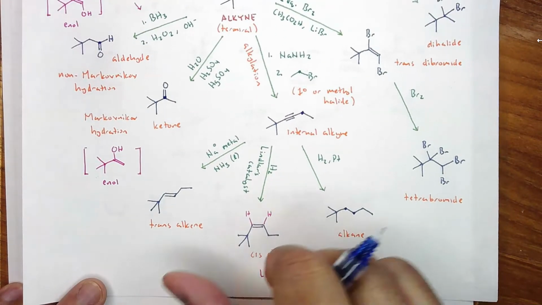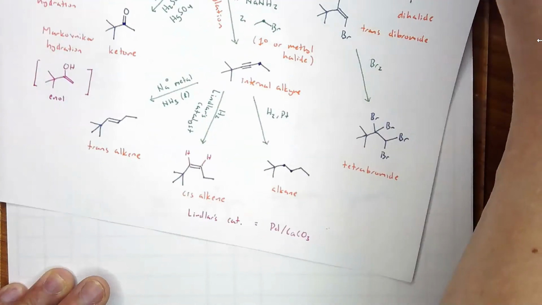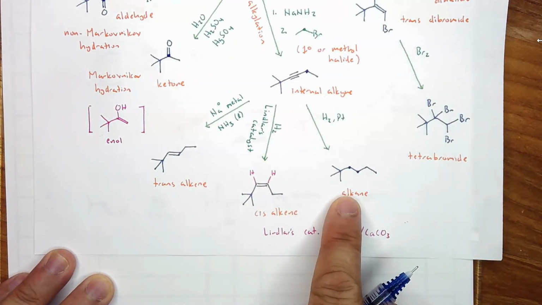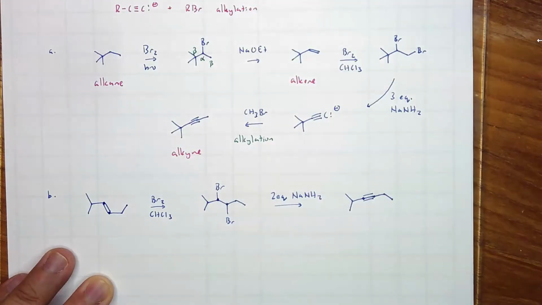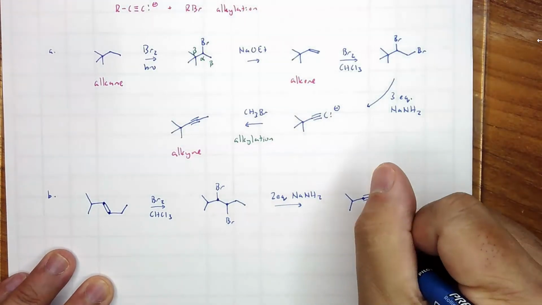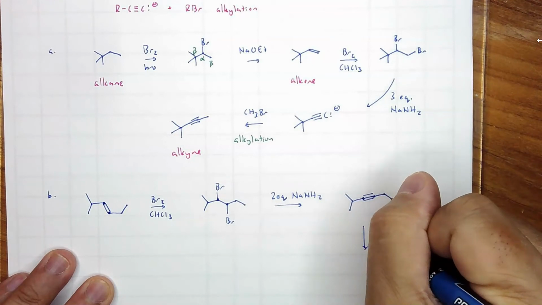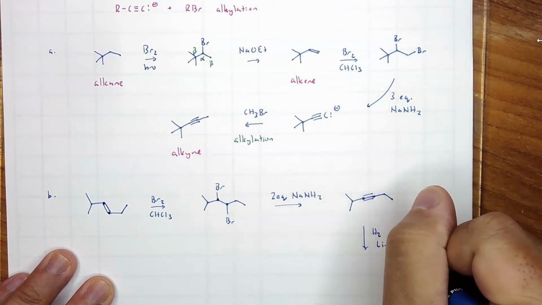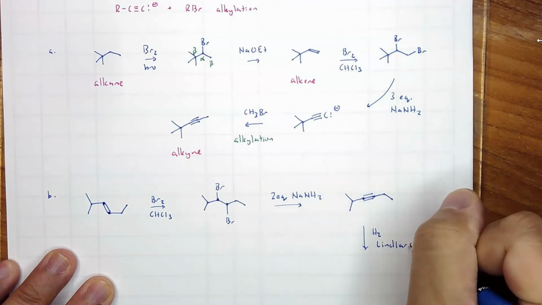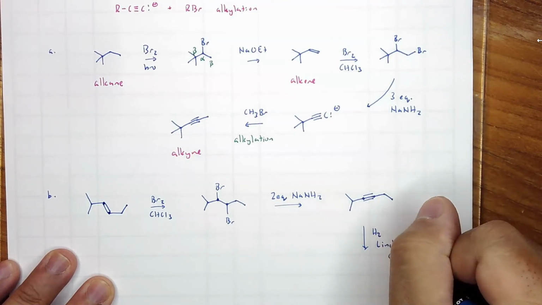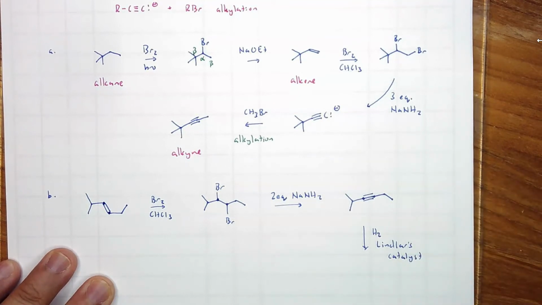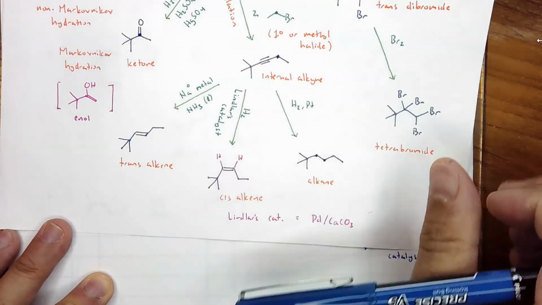Lindlar's catalyst actually is a weakened form of palladium, so you don't go all the way to the alkane. And I think that's it. H2. Most professors will let you just name Lindlar's catalyst. You don't have to write the chemical, but the chemical is palladium with calcium carbonate.